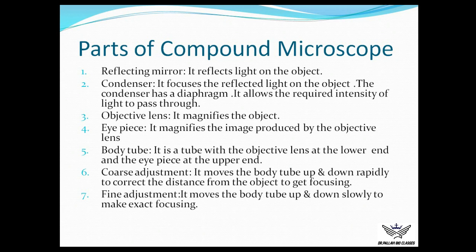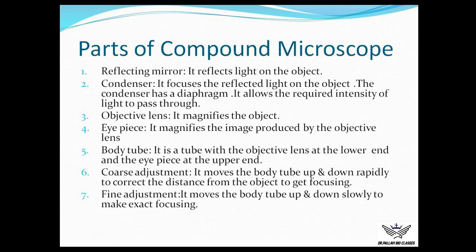Next is body tube. It is a tube with the objective lens at the lower end, and the eyepiece at the upper end. So it is a part present in between the two lenses, that is objective lens and eyepiece.